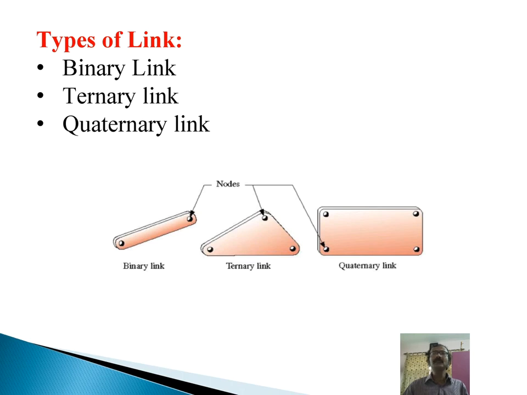Now, in the case of types of link, there are three types of link: binary link, ternary link and quaternary link.